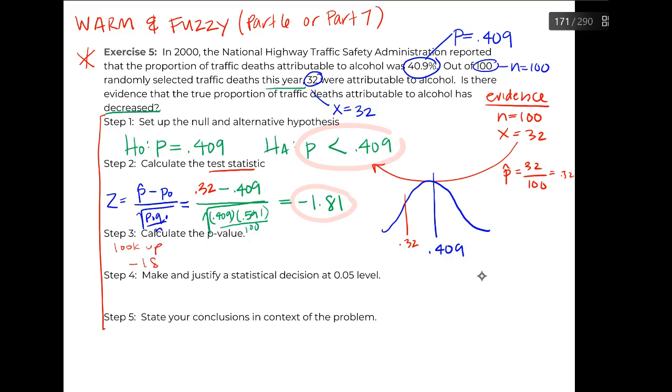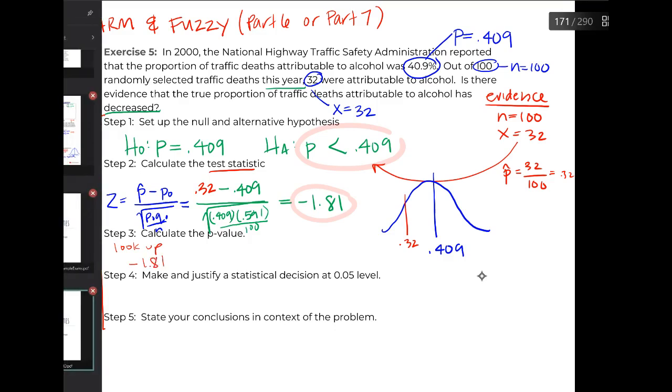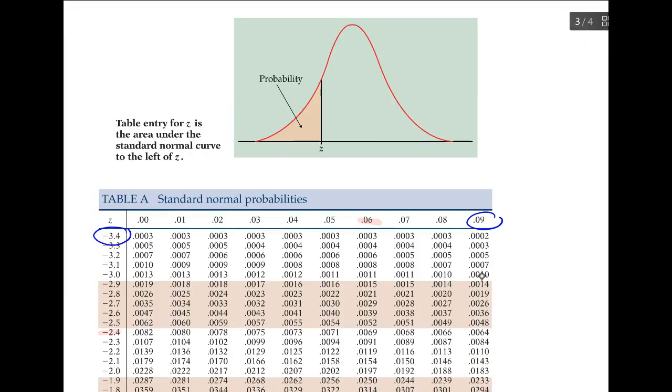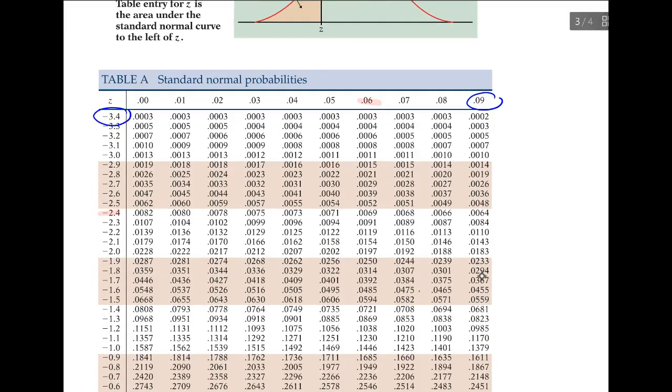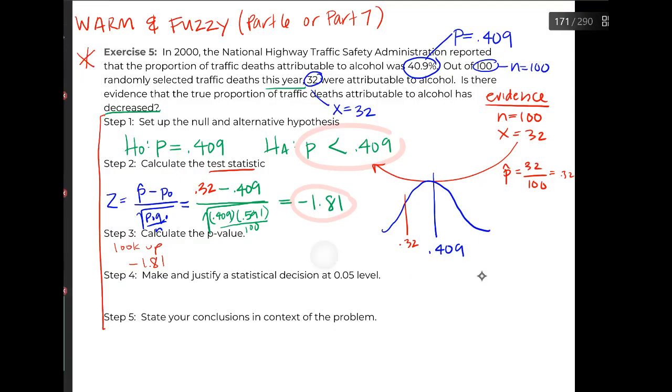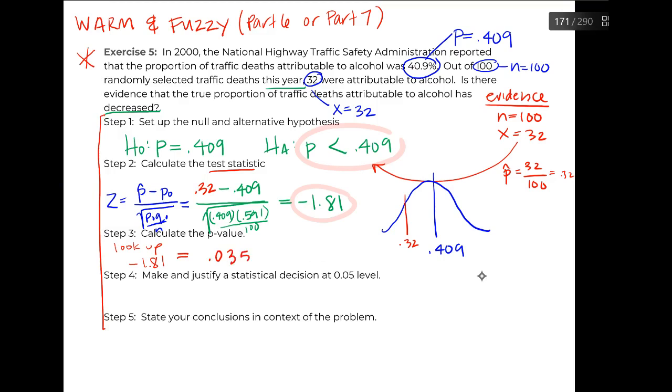negative 1.81. So if I go back to my table, that was a z-score, so I'm going to go past the t-table, and I'm looking for negative 1.81, 0.0351. 0.0351, so only a 3% chance.